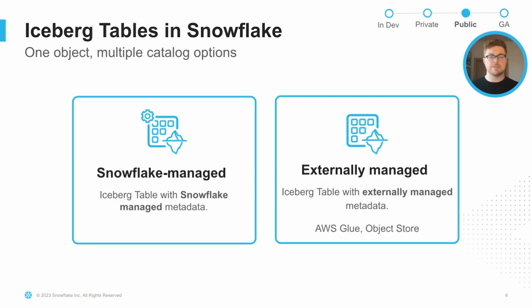With Iceberg tables and Snowflake, you can either have Snowflake serve that catalog role, or you can have something else like AWS Glue Data Catalog or your object store, and then integrate Snowflake to read from there. Either way, data is stored in your provided storage bucket in the Apache Iceberg format.